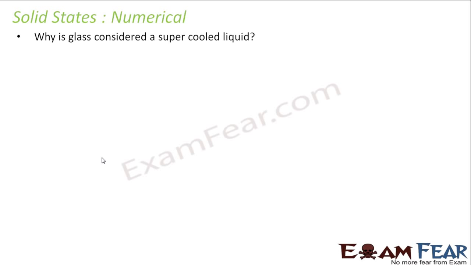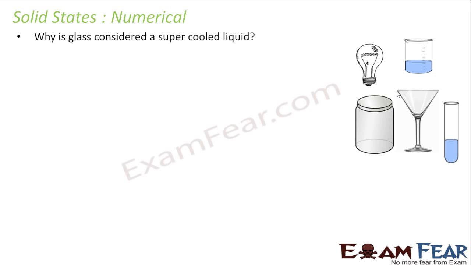The question is, why is glass considered a super cool liquid? The first is that glass is amorphous, we know, right? And this glass has a tendency to flow, correct? And that's why they are called super cool liquids. If you see all this glass we have made, you just melt it first, you get the glass balls, liquid glass, and then you blow and make different shapes, correct?